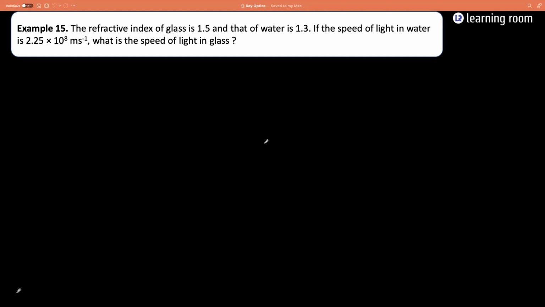The refractive index of glass is 1.5 and that of water is 1.3. The speed of light in water is 2.25 into 10 power 8 meters per second. What is the speed of light in glass? Do it fast, 1 minute time.